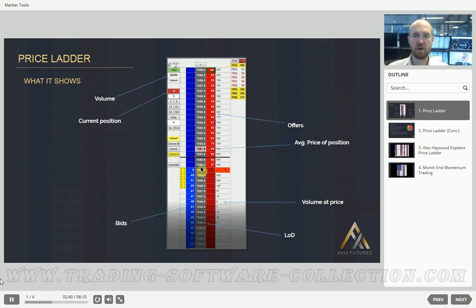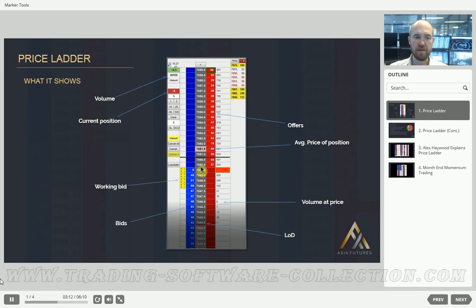You have got your current position. In this case, we have got 9 lots and it's red, so it is short, and your average price of your position. This is shown by the little highlighted box in the center. This shows the average price, so it's not necessarily where you've got all 9 lots. There could have been 5 sold higher up and 4 sold lower down, which is giving you your average price there. However it works, that's how you see it, and it is just basically an average of your position.